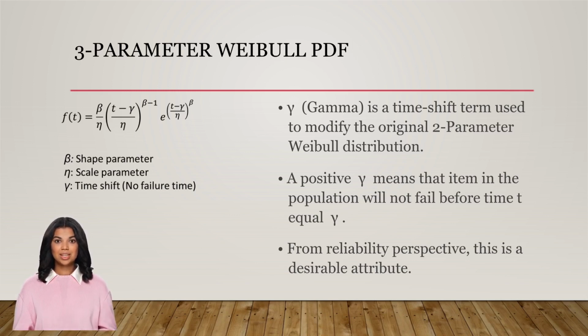What if the gamma is negative? Does it mean that the items from this population can start to fail from a negative time? Note that in reliability engineering, we are only interested in the positive time domain. As a reliability engineer, the main reason to use 3P Weibull for your dataset is that you believe that a no-failure time, or a positive gamma, exists in your population, and you hope that the analysis can tell you this value.